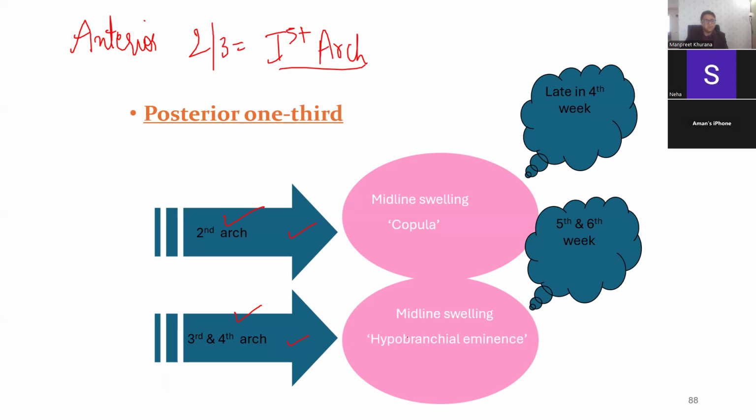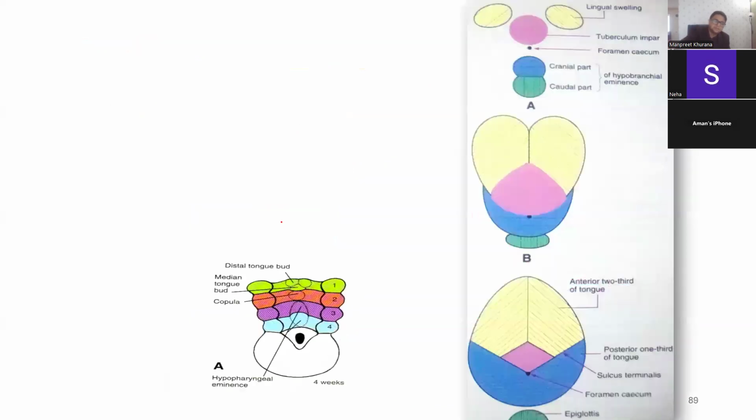Neha, are you there? Neha, are you there? Yes. Okay. Yes, Neha. Anterior two-third of the tongue, the mandibular branch of the trigeminal nerve. Okay, can you tell me, we have the third and fourth arch here, and we have the second arch. We'll go ahead and then we'll discuss.